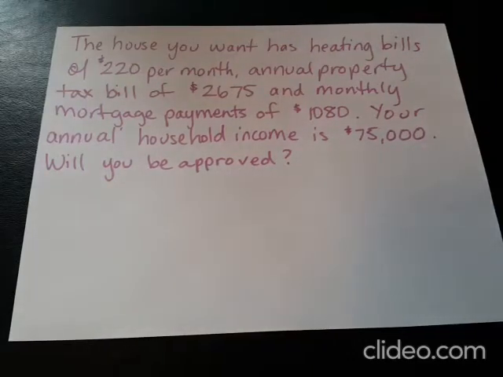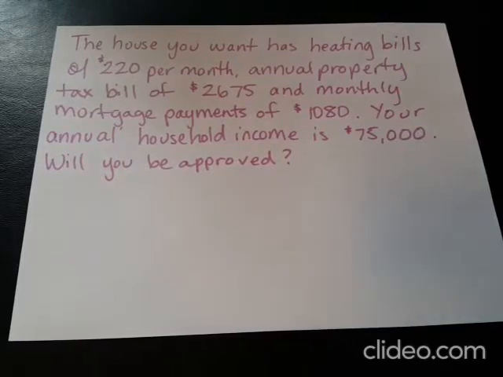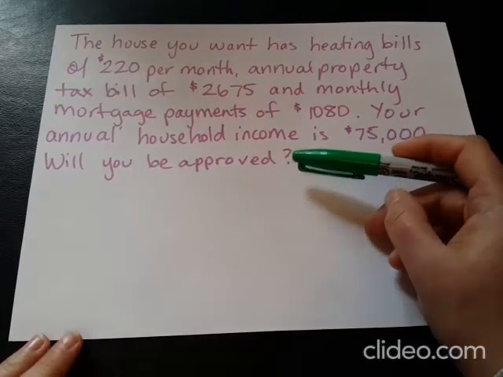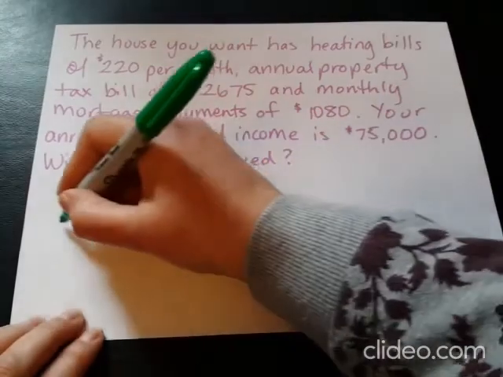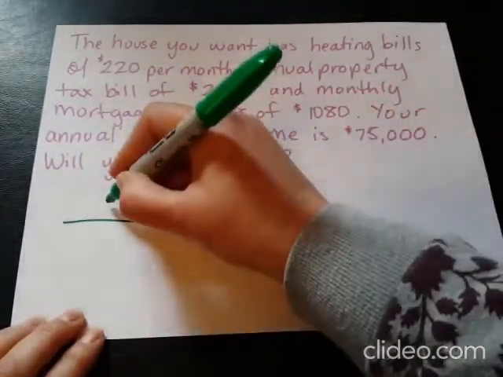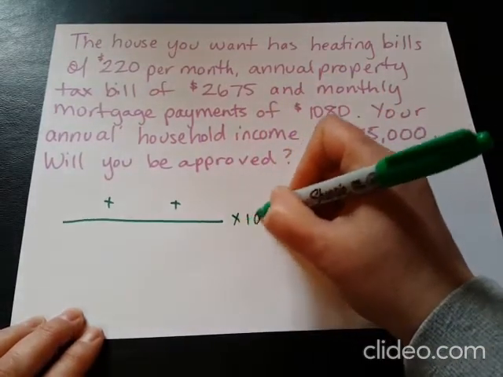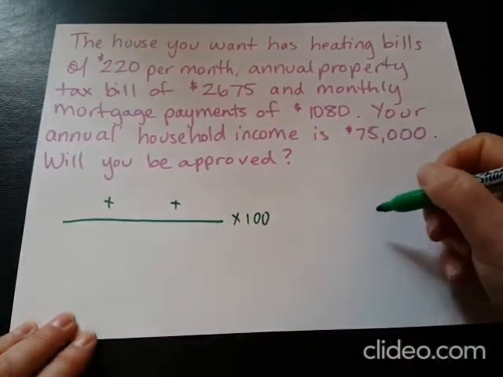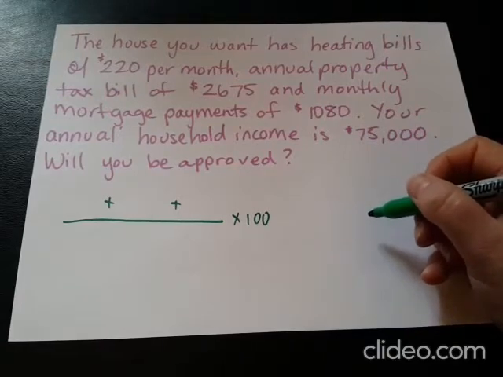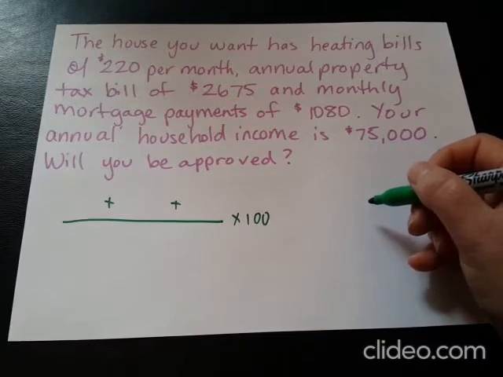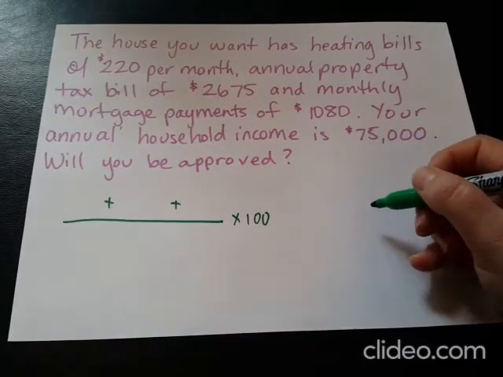In this video, we are going to be looking at using the GDSR, and this is a tool that the banks are going to be using to decide whether you'd be approved or not for a mortgage. Another tool is the TDSR, which is a total debt service ratio. That's taking into account all of your previous credit card debts, student loans, car loans, all those other things, and the repayment plans that those are on.